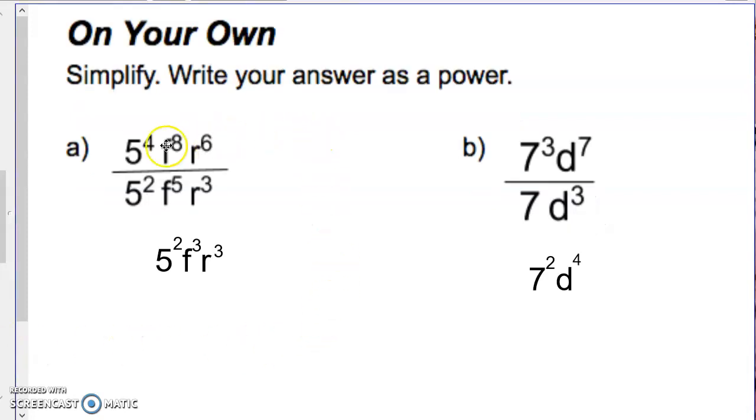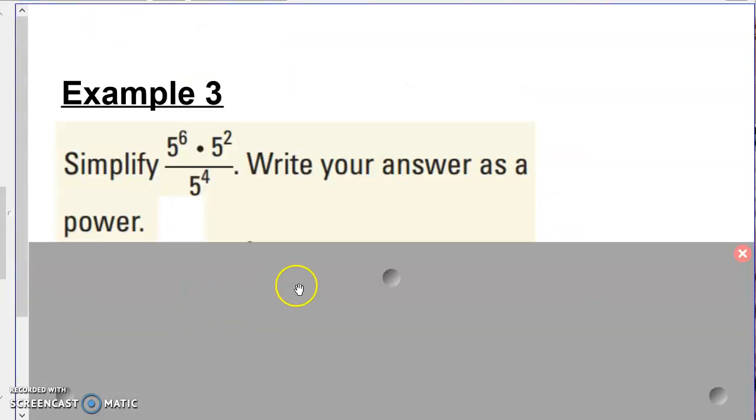All right, to check these ones, this would obviously give me 5 to the 2nd because 4 minus 2 is 2. 8 minus 5 would be 3. And 6 minus 3 would give me 3 as well. So 5 squared, f to the 3rd, r to the 3rd. This one, remember, there is a 1 here. It's just not written there. So 3 minus 1 would be 7 to the 2nd. 7 minus 3 would be 4. So 7 to the 2nd, d to the 4th.